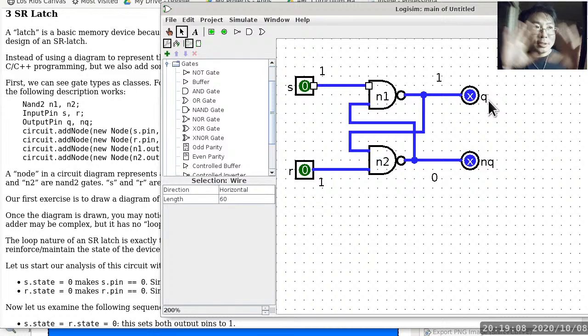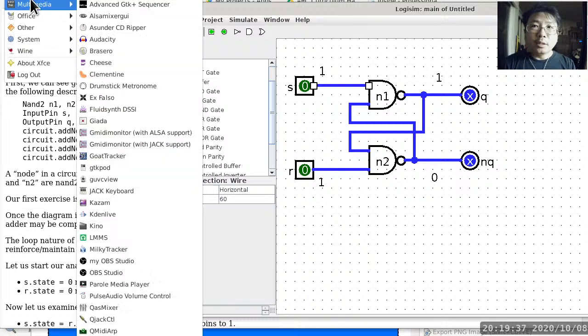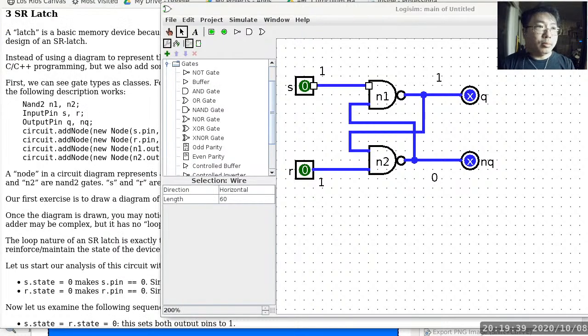But this is the lowest level of memory devices in a computer. Okay, it is called an SR latch. Now, it's really kind of cool. So just remember the mental picture. S is a button, R is a button. If you push this button, you are setting the output to a 1. If you push this button and then release it, you're resetting the output to a zero.